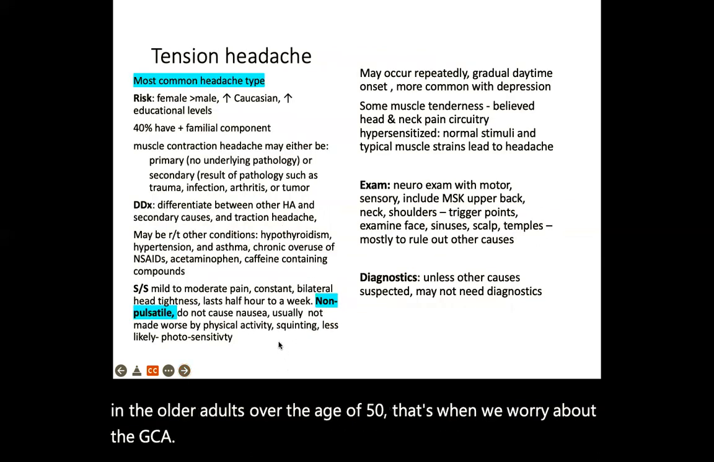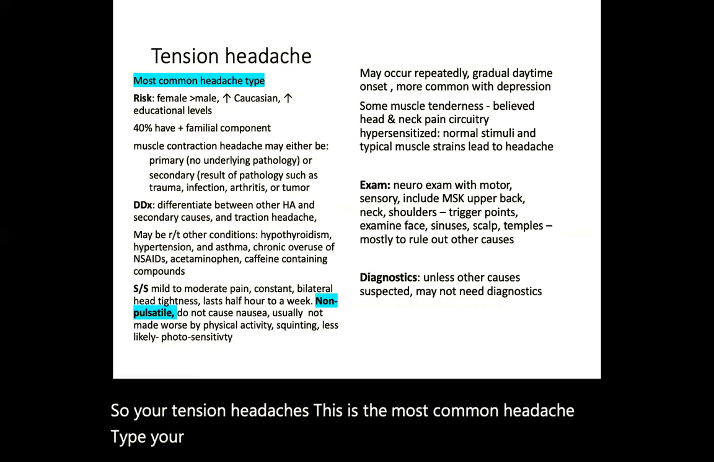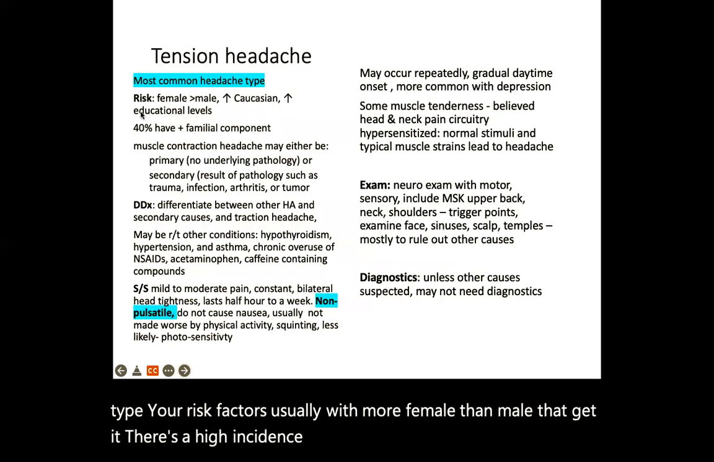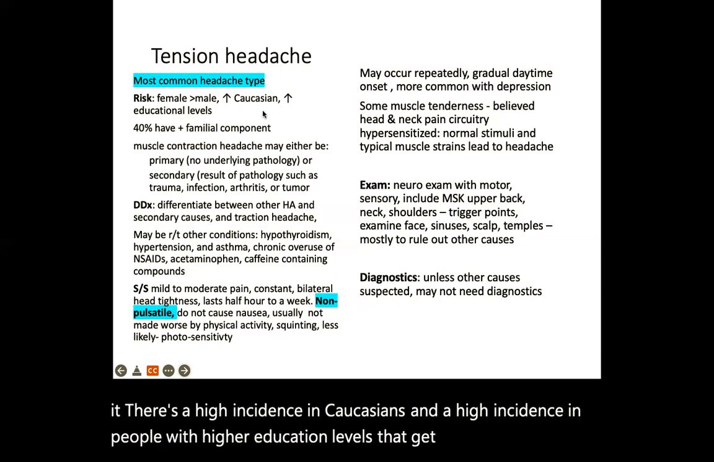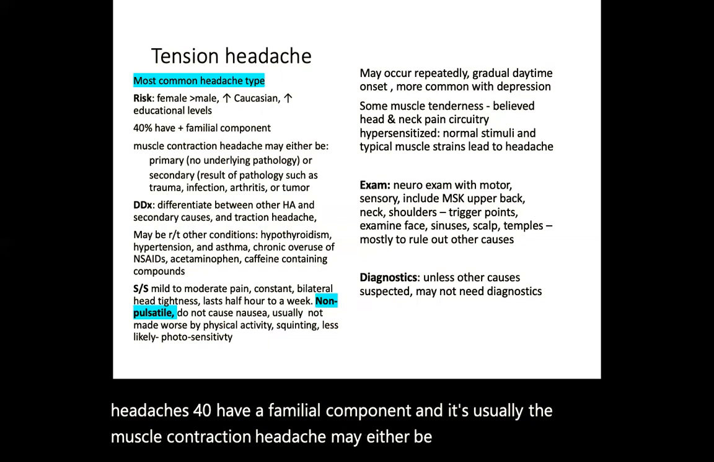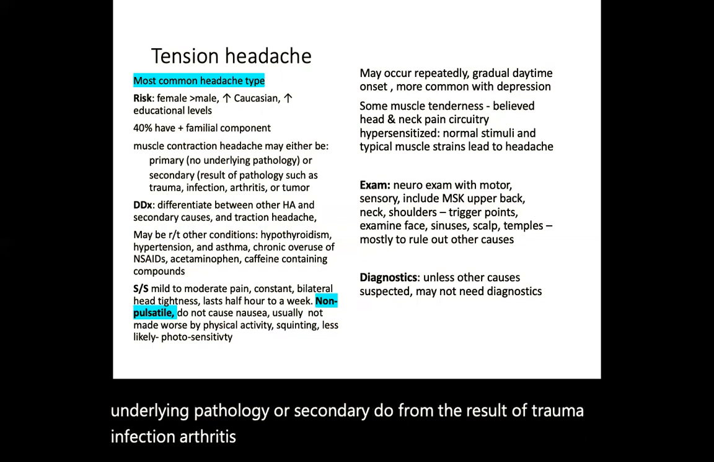So your tension headaches, this is the most common headache type. Your risk factors, usually it's more female than male that get it. There's a high incidence in Caucasians and a high incidence in people with higher education levels that get these types of headaches. 40% have a familial component, and the muscle contraction headache may either be primary with no underlying pathology or secondary, from the results of trauma, infection, arthritis, or maybe a tumor.